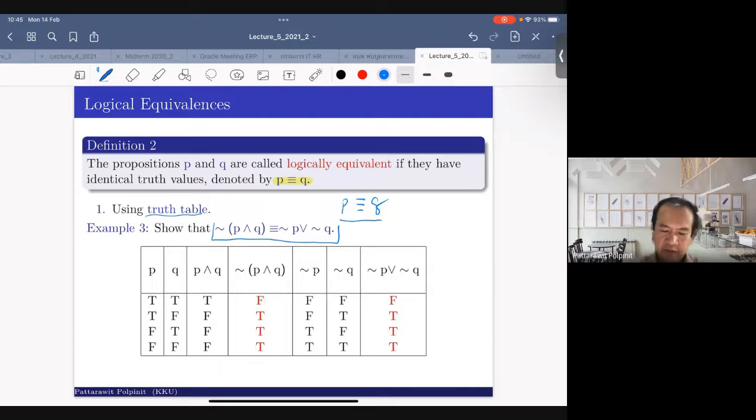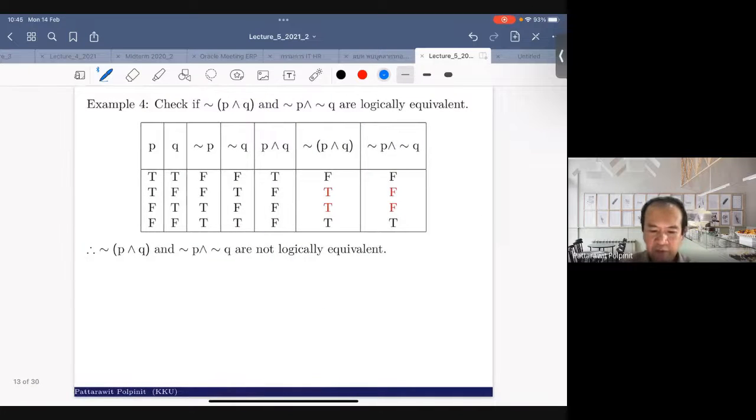Basically you just have to have one column that is the term on the left hand side, and the other column is the right hand side. As you can see, if all the rows have the same truth values for these two columns that are in the equivalent equation, you say that they are logically equivalent. So in this example, you can see that they have the same truth values.